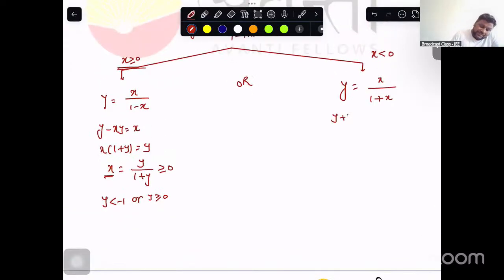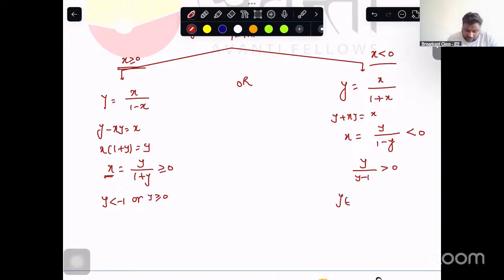Y plus xy is x. So x will come out to be y upon 1 minus y. It should be less than 0 because here x is less than 0. So y upon y minus 1 greater than 0. From there you will get y belongs to minus infinity to 0, union 1 to infinity. These values you can check very easily by putting them on the number line. Now you have to take the union for both the cases.